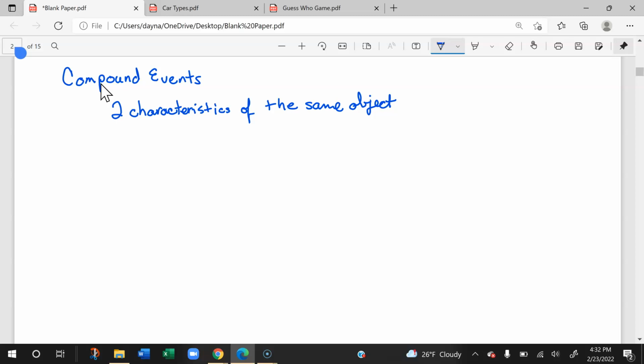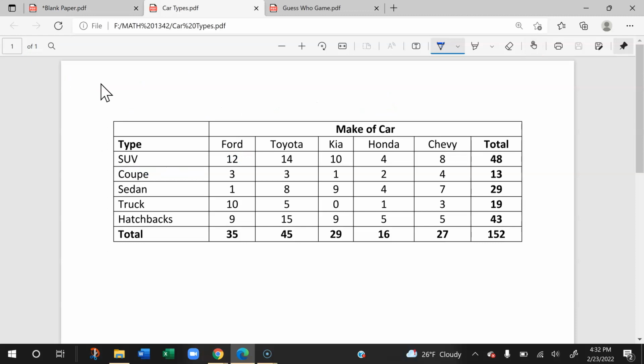When we look at those, we look at something called a contingency table a lot of times. A contingency table is just a way to organize the data. And so I'm going to look at one that I've already set up. A contingency table looks at, again, two characteristics of the same items. So like in this case, we look at the make of cars, so Ford, Toyota, Kia, Honda, Chevy, and we also look at the types of them, whether they're SUVs, coupes, sedans, trucks, or hatchbacks.